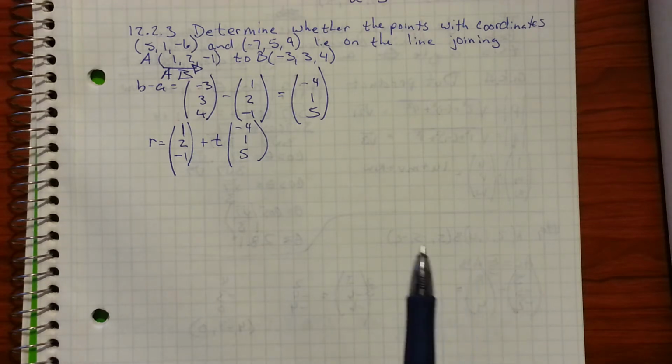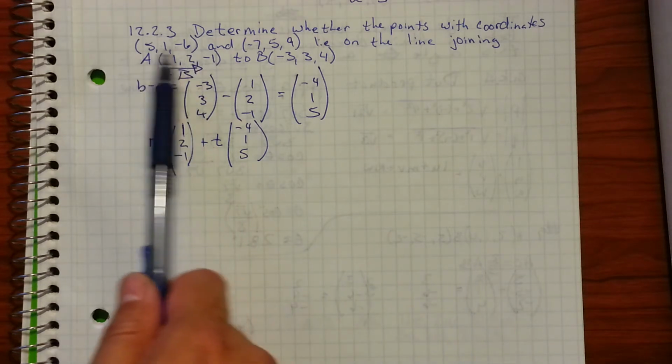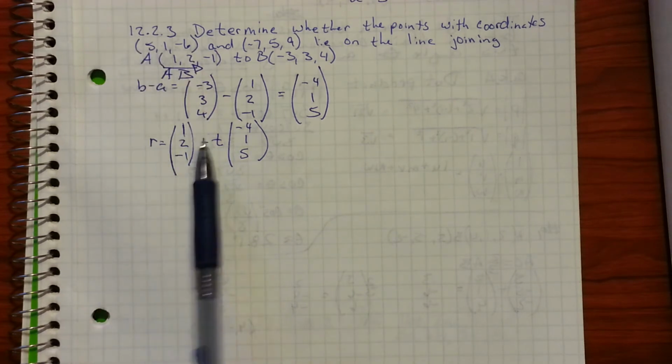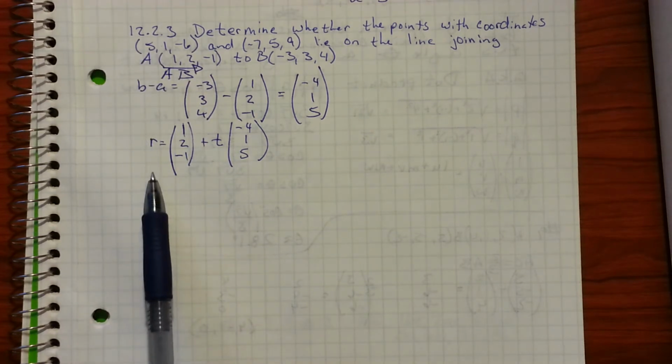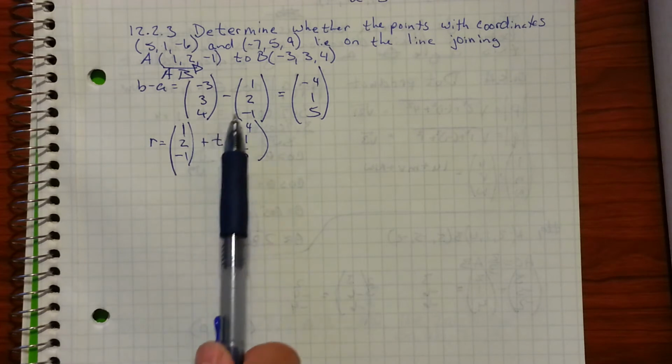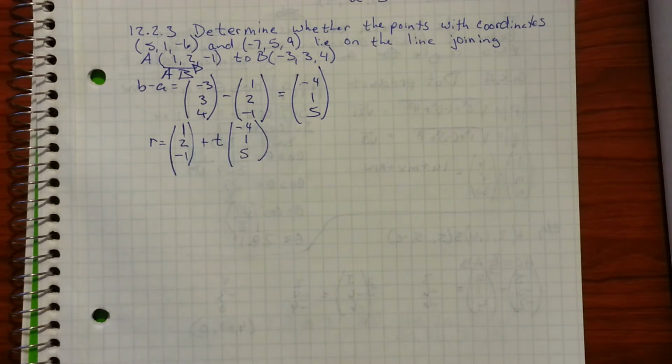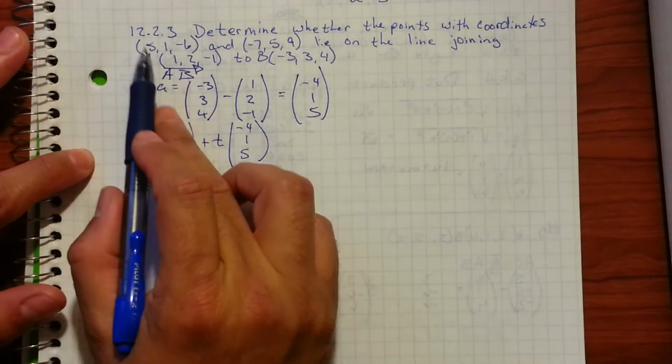For this to be correct, all I have to do is set my x, y, and z equal to my x, y, and z over here, and then solve for t. If every t is the same, that means it is going to be true, so it's going to be a yes. So let's try that first point.